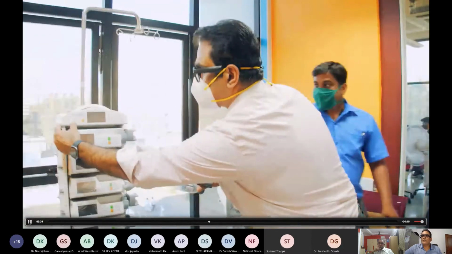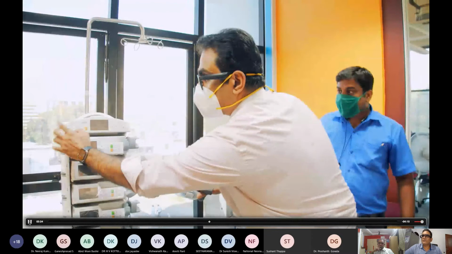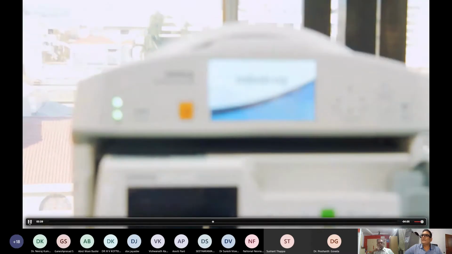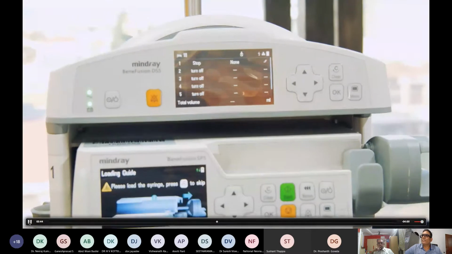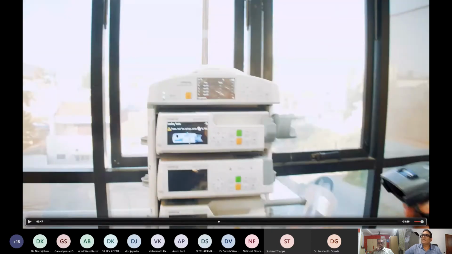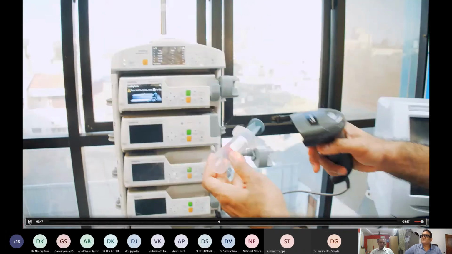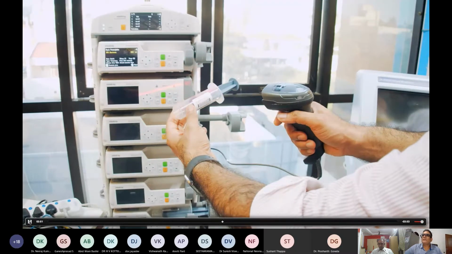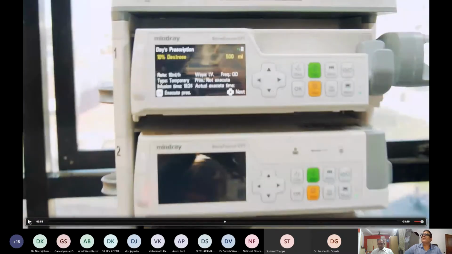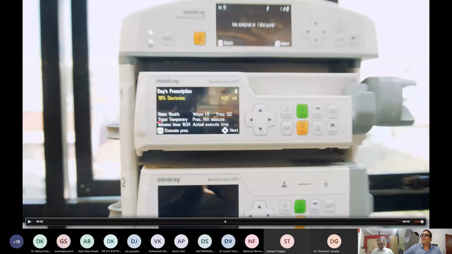Before that, we have to switch on the dock. The top part of the equipment is the dock. This is the brain of this pump set, and this dock communicates with the individual syringe pumps. Once the dock is on, the first tray says that the syringe has to be loaded. Then I'm scanning the barcode on the syringe, and the moment I scan, the prescription that I gave, 10% dextrose, automatically comes in.